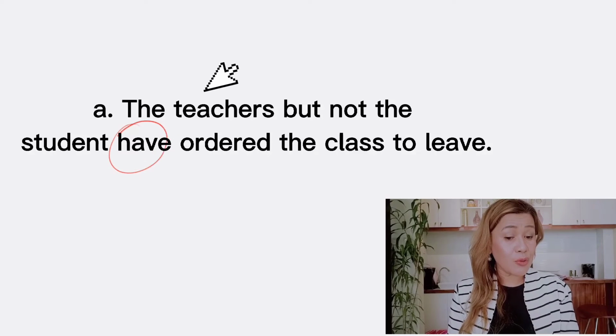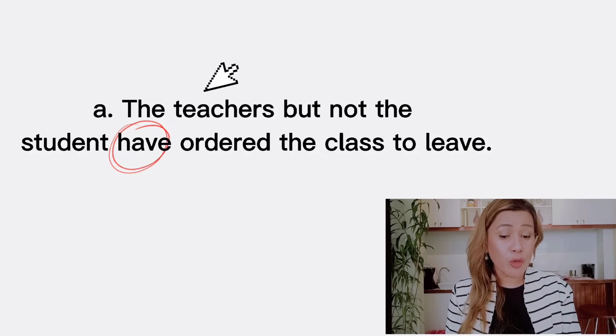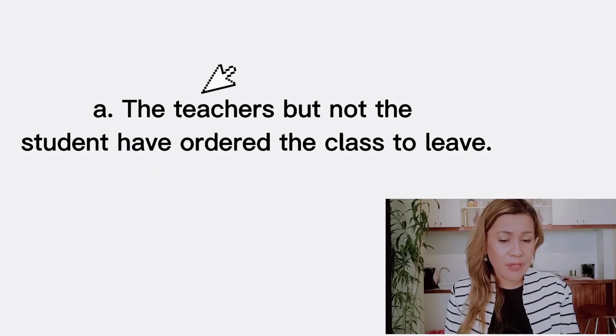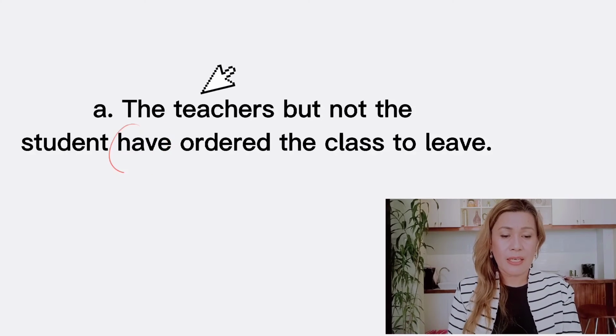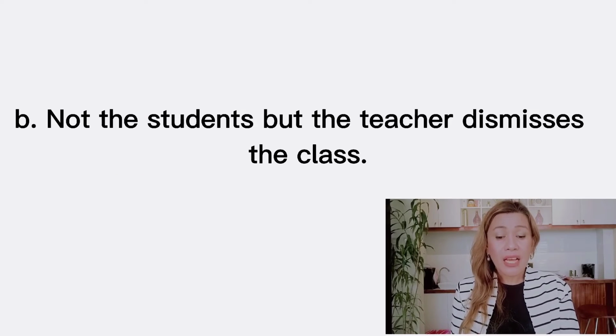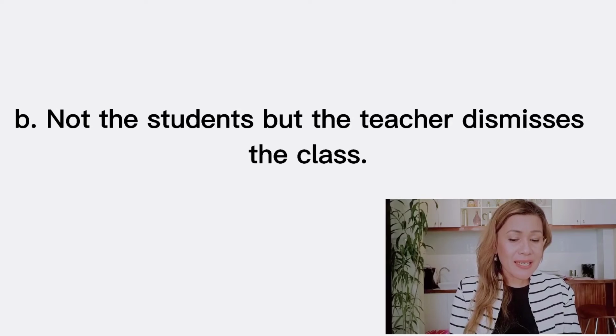Okay? It's not the student, which is our subject. It's the teachers, because this is the positive subject. We have two subjects here. Okay? A positive subject and a negative subject. Again, negative subject because it bears the word not. Another example. Not the students, but the teacher dismisses the class.